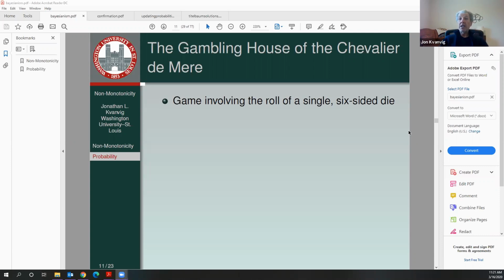Pascal died because of complications from the lifestyle he lived before converting. So he drank a lot, he gambled a lot, he caroused a lot, and that led to him having a certain kind of friend and also to various diseases that led to the end of his life. One of his friends was the Chevalier de Mer, who had a gambling house.